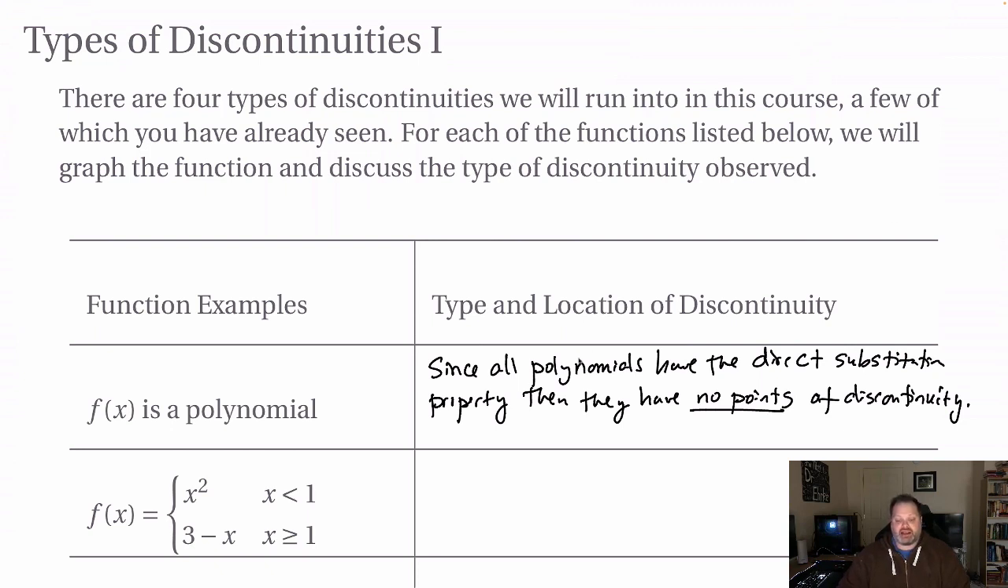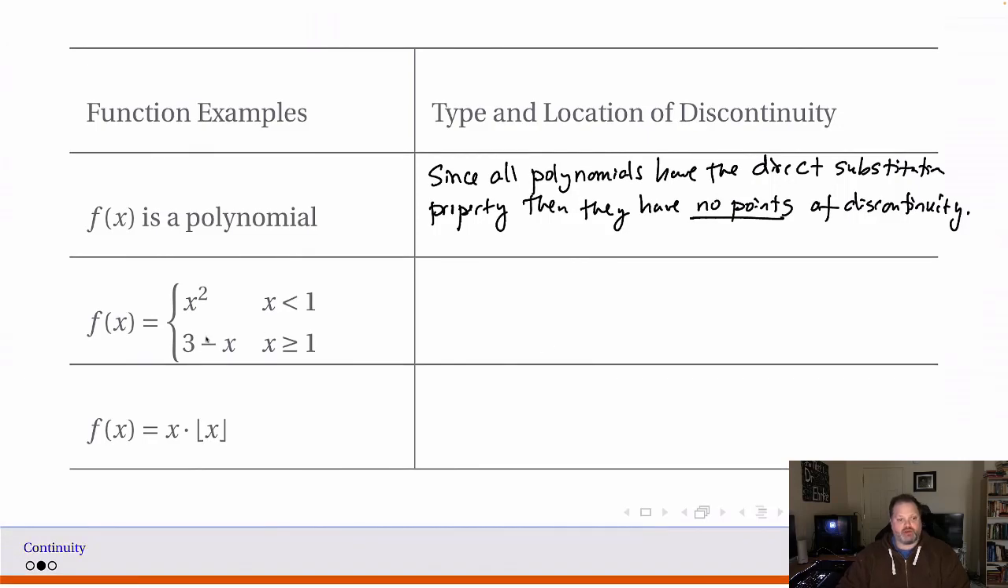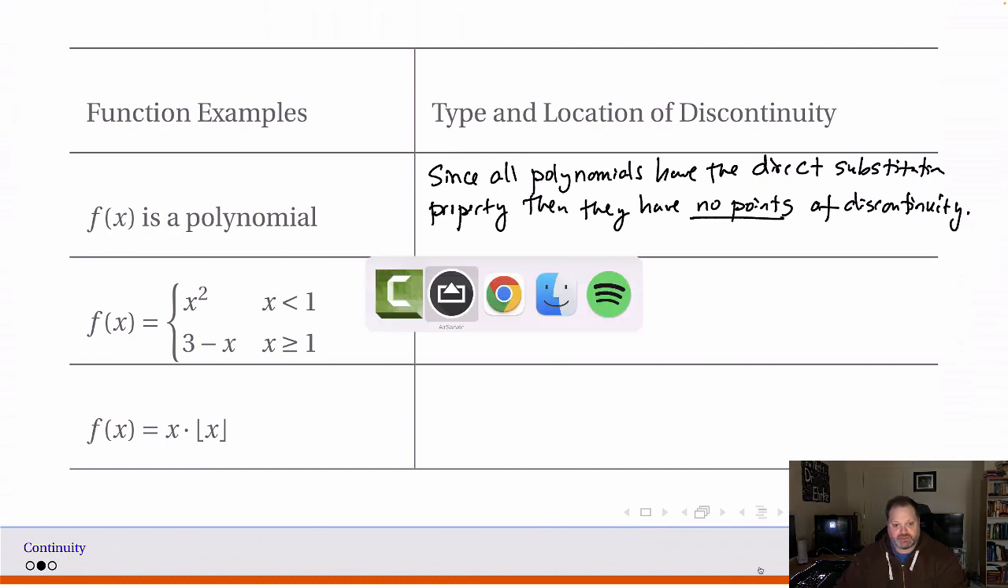Now, that does not extend to when you have a piecewise function of polynomials, like we'll see here. So let's take a look in Desmos.